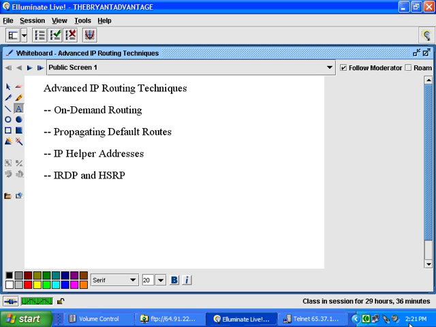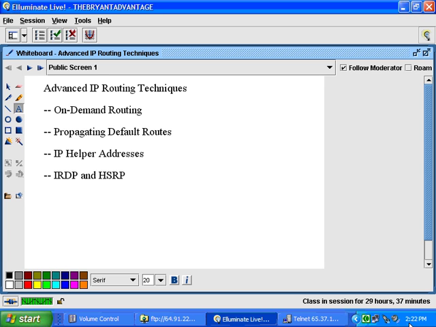IP helper addresses help us out when we've got a router involved because, as you know, routers do not forward broadcasts. It's one of the first things you learn as a CCNA. However, this being Cisco, there must be exceptions, and also that really can't affect our routing or our network processes as a whole when the routers don't forward any broadcasts at all. So we'll take a look at IP helper addressing, and then finally, IRDP and HSRP.